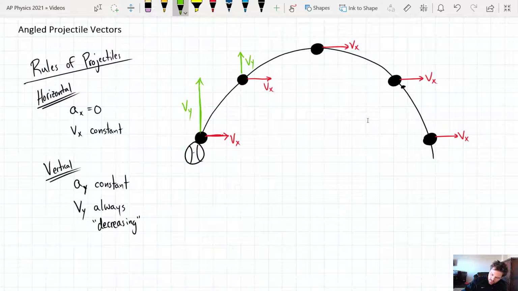This one I made 1, 2, 3, 4 blocks long. This is 2 blocks long. And then at the very top of its path, it has to stop for an instant before coming back down and changing direction. So there is no vector to put at the top in the y direction because the y velocity is 0 at the top at that one point in time.